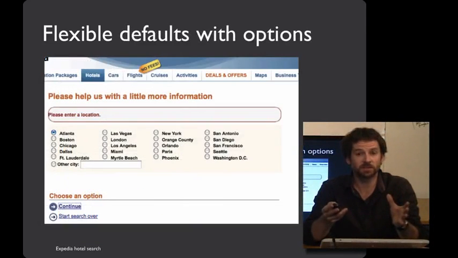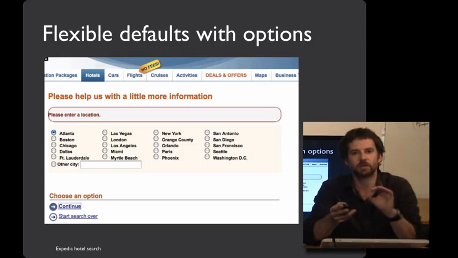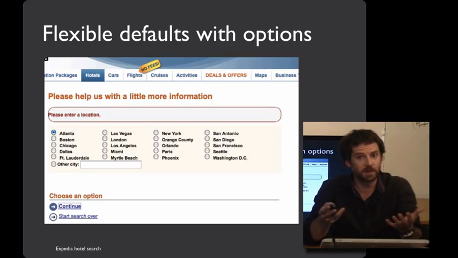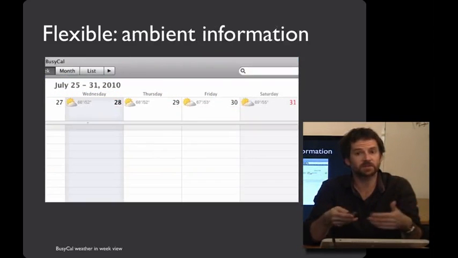This is the Expedia hotel search, and it does a really nice job of making the common cases quite easy to get to. Popular cities are shown with a radio button, but also if you'd like to go to a less popular city, there's a free entry field that you can type in anything that you want. And so this is a nice example of defaults with options. Flexible interfaces can also foreground and push relevant ambient information. This is a screenshot of BusyCal, which will allow you to view the weather forecast on your weekly view of your calendar.